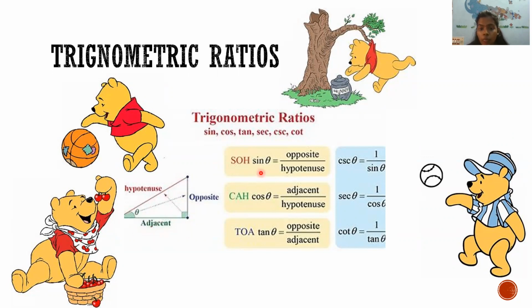So my sine formula will be opposite by hypotenuse, and cosecant is the inverse of sine. My cos will be adjacent by hypotenuse, and my secant will be the inverse of cos. Inverse of cos means hypotenuse by adjacent. My tan will be opposite by adjacent, and my cot will be the inverse of tan. So cosecant is the inverse of sine, secant is the inverse of cos, and cot is the inverse of tan. Clear, children?